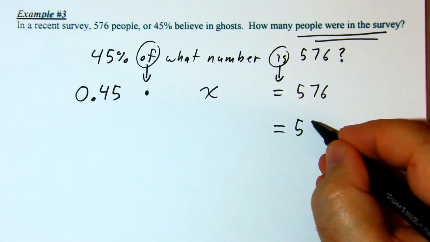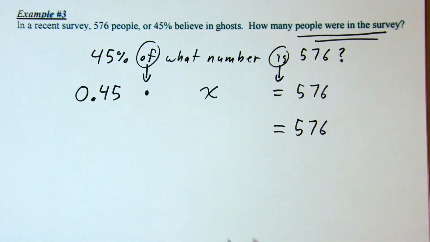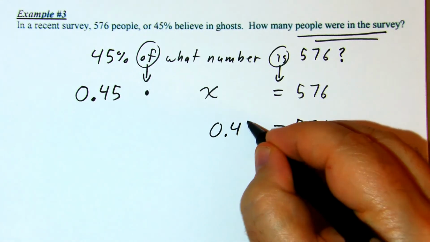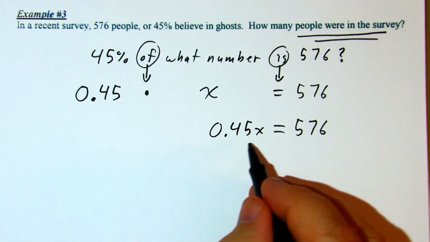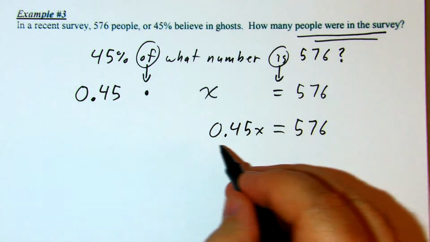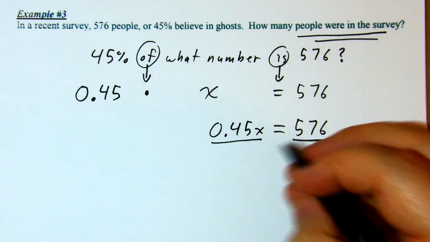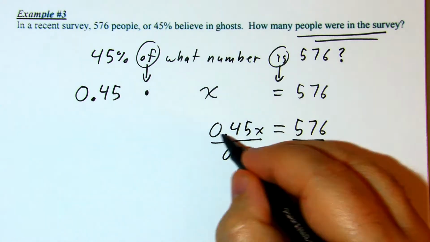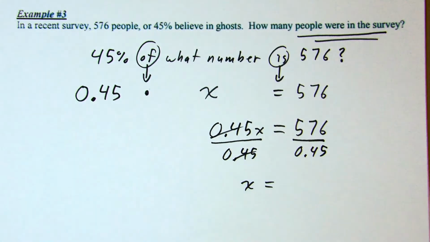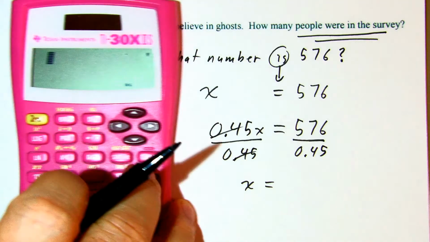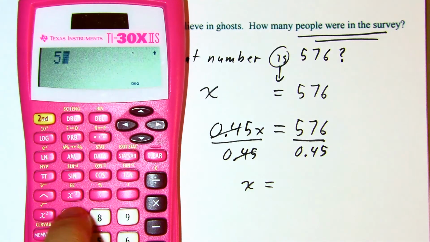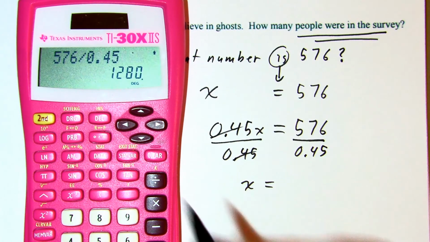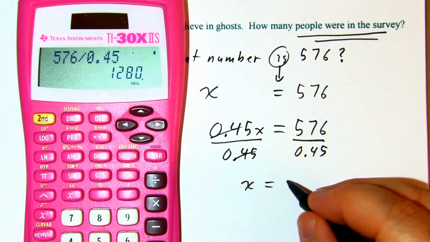To clean up this equation, the right is the same. On the left, this multiplication just gives us the 0.45 as the coefficient of x, so that's what we'll divide both sides by. Coefficients cancel over here, so we get x equals, and I'll do the top divided by the bottom, 576 divided by 0.45 equals, and that gives me 1280.